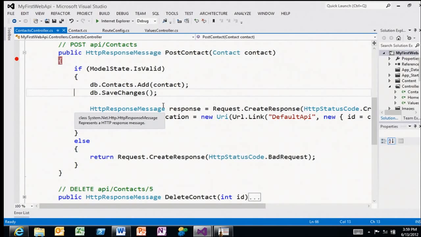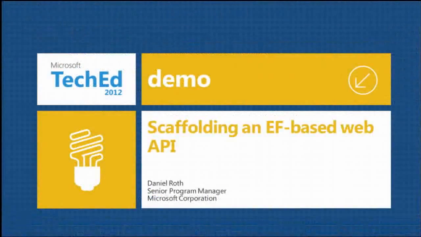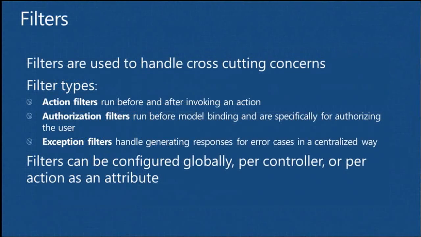Let's go back to this. All right, what about cross-cutting concerns? Like take that validation code that I had: if model state is valid, then do my action. Why do I have to write that in every single action? Why can't I just pull that out and do it in a cross-cutting way? You can. You can do that using filters.